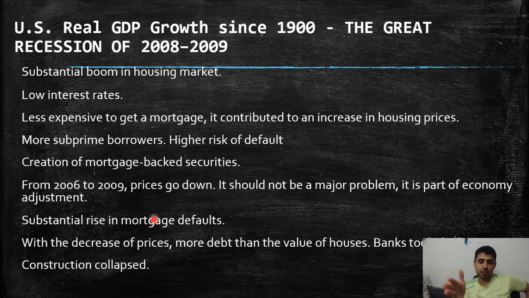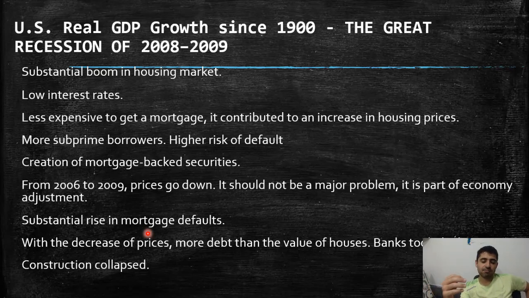From 2006 to 2009, the prices started to go down after this boom. It should not be a major problem, because it's part of the economic adjustment. But it started a substantial rise in mortgage defaults. So a lot of firms that bought these assets had major losses. With this decrease in prices, banks started to take these houses, but the houses cost less than the real credit that they provided before.